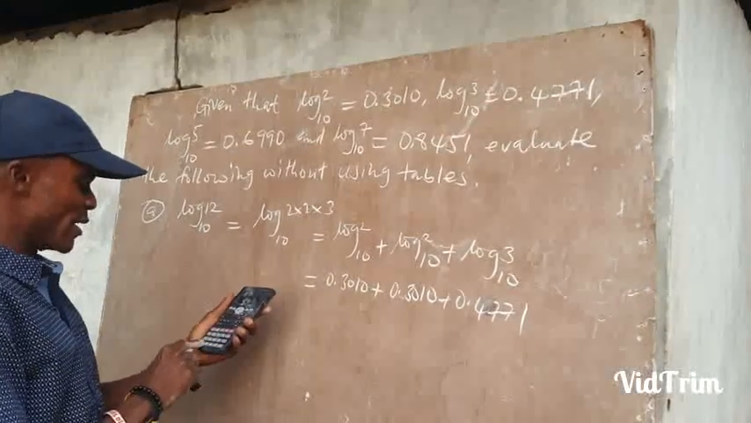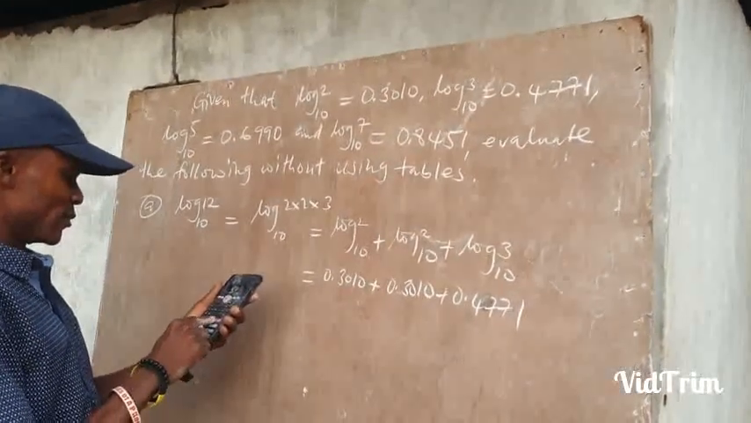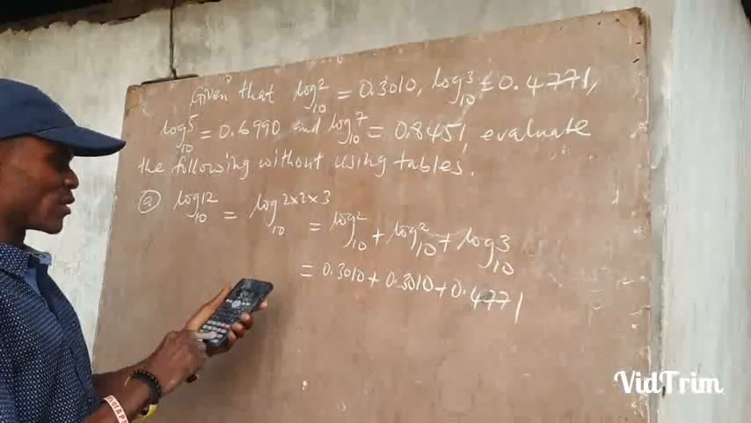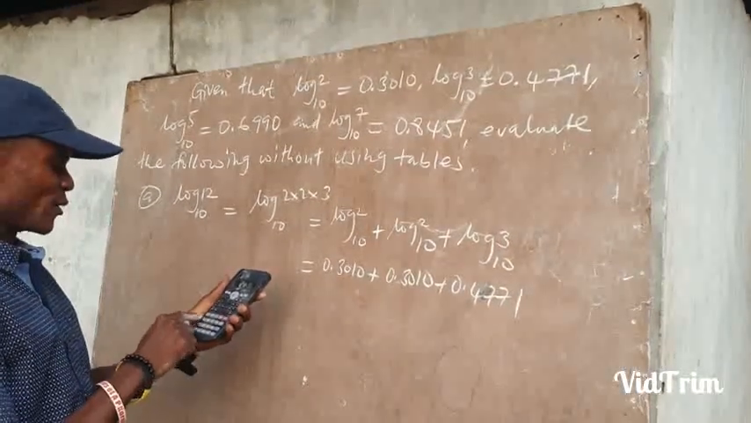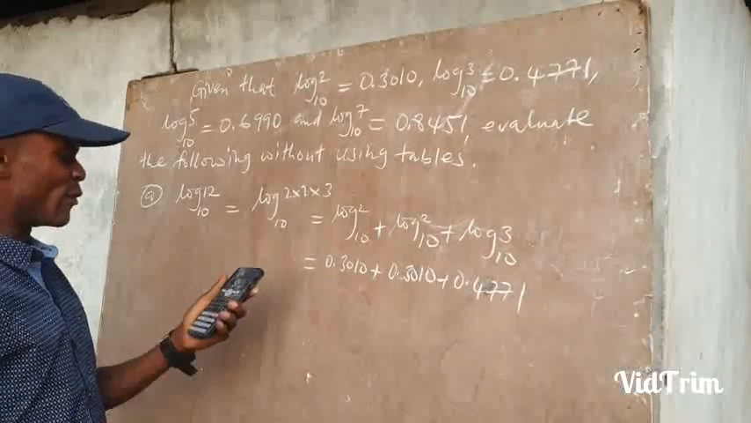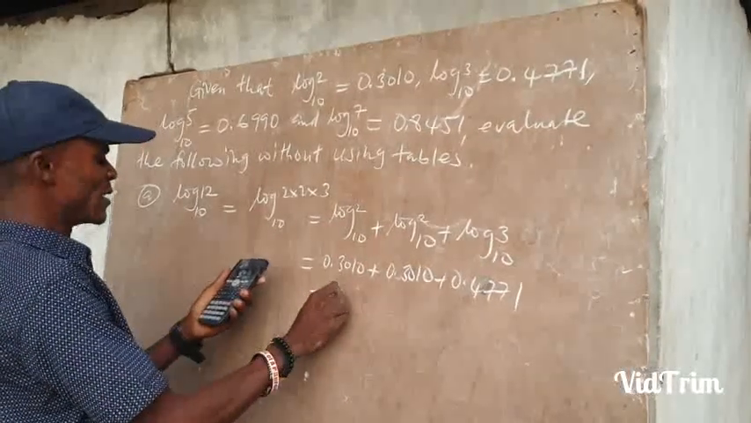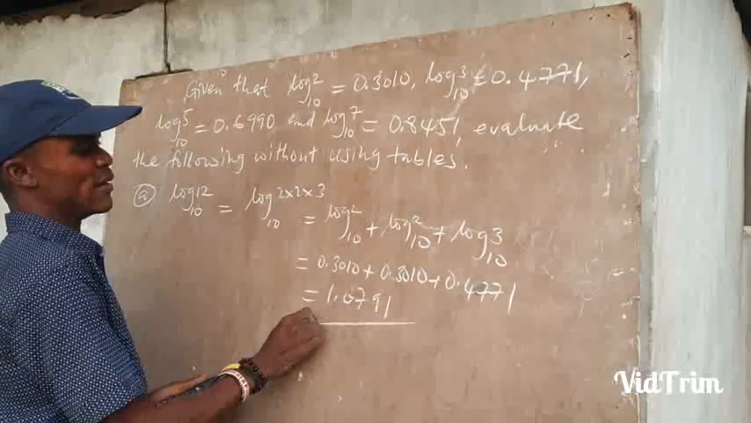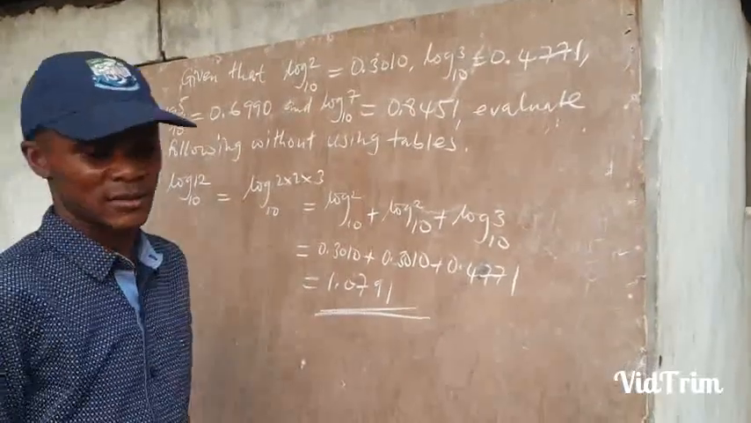So if we add these figures, 0.3010 plus 0.3010 plus 0.4771, that will give us an answer of 1.0791. That is the answer to that.